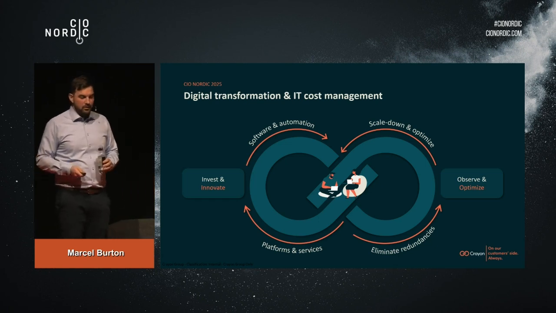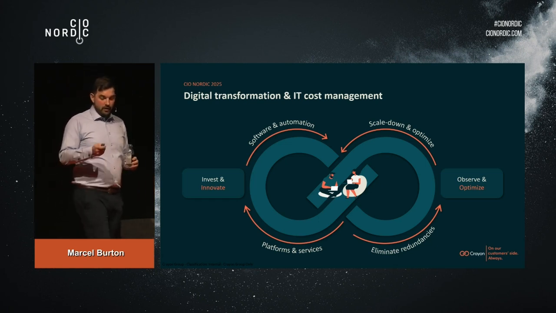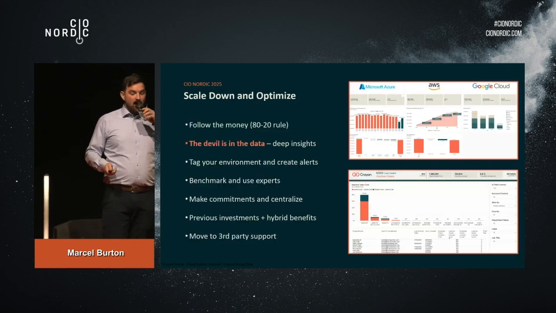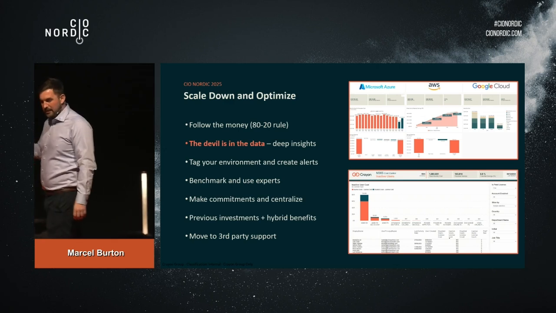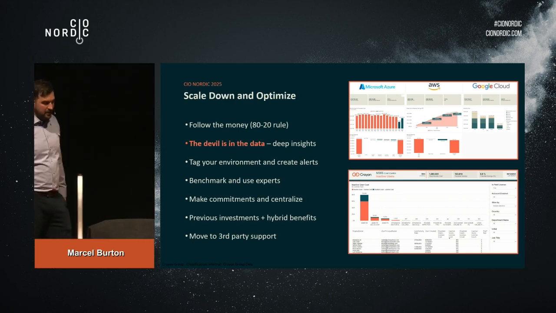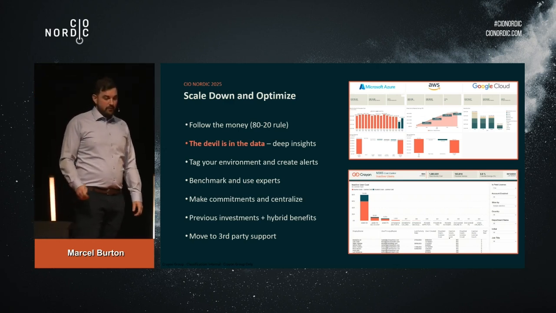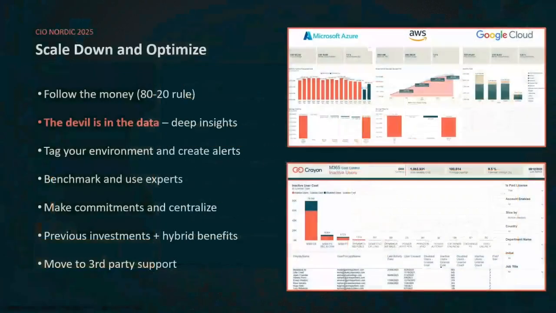So how do you approach scaling down and optimizing your IT estate? Well, no secrets there. Follow the money. 80-20 rule, 80% of costs come from 20% of the technology. So you need to make sure that you know what these are and that you have really in-depth data. So the devil is in the data. That's one of my favorite sayings. And for these core or high volume, big ticket items, you need to make sure that you have the tools in place to manage them on a continuous basis.